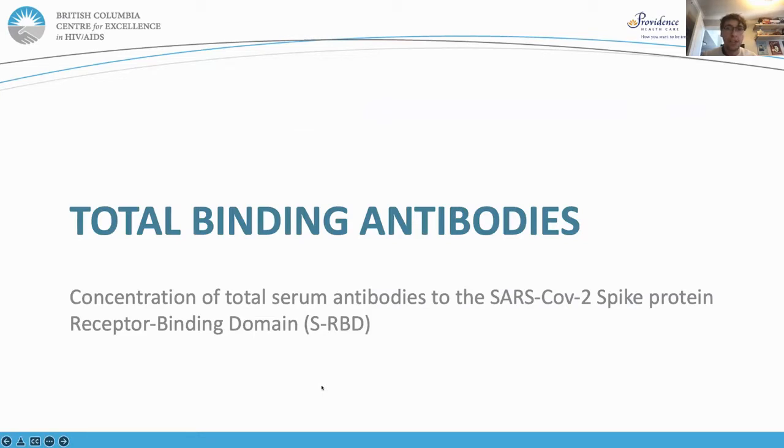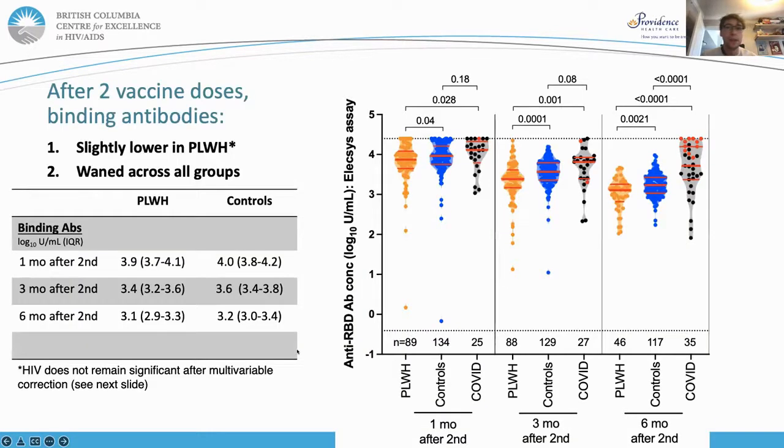So firstly, looking at total serum binding antibodies, and this is against the spike receptor binding domain. The figure on the right shows total amount of binding antibodies against the spike RBD. You'll see that there are 3 different groups. There are people living with HIV, there are controls, and there is also a COVID group. The COVID group represents all people who were COVID convalescent, irrespective of HIV status.